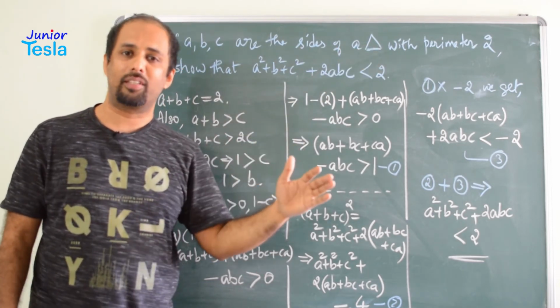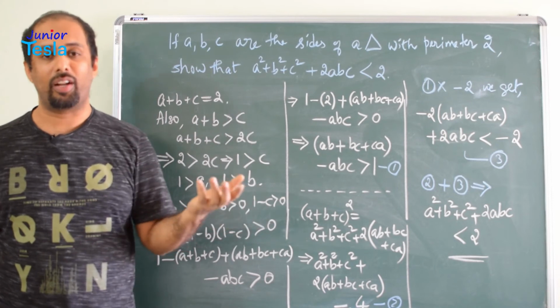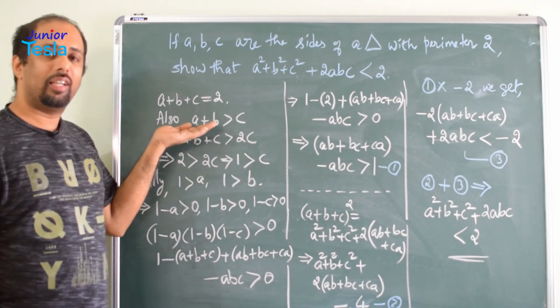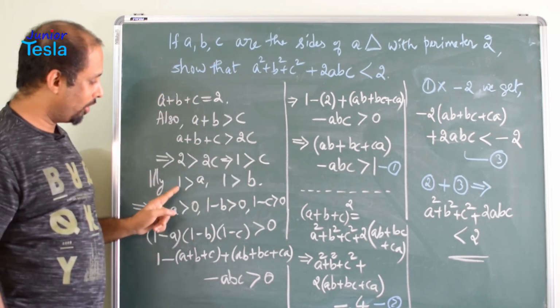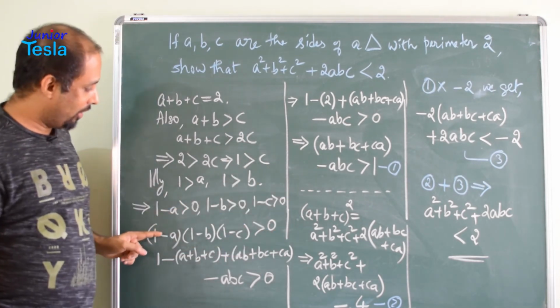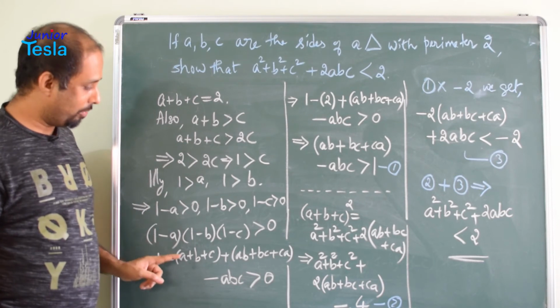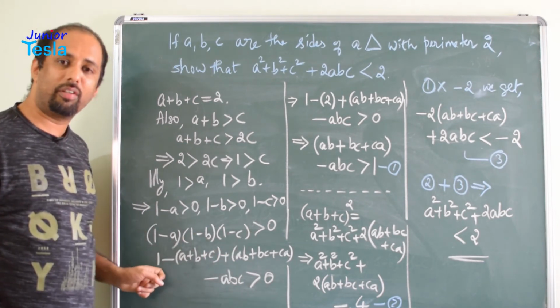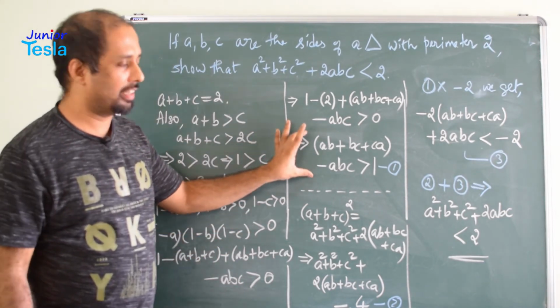So a, b, c are the sides of a triangle, so we can think of the triangle inequality. We did that. Then we clubbed these two pieces of information and we got this: 1 greater than a, 1 greater than b, 1 greater than c. Then we wrote this inequality, right? Multiplied all the things and then we made use of the identity. Then we got this expression.